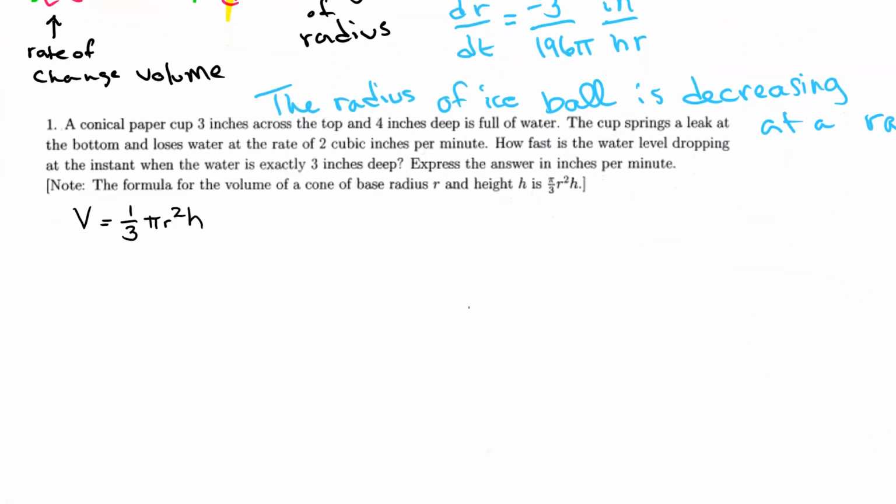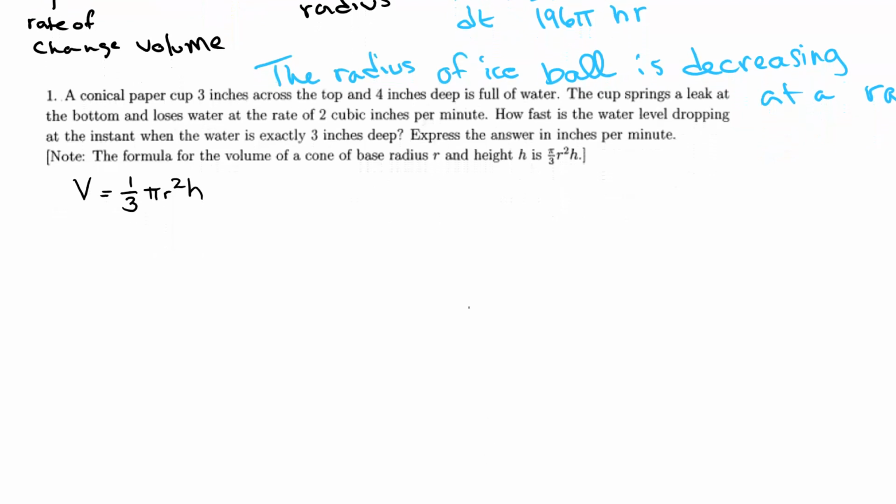This one's a little different because we're talking about a cone. A conical paper cup is 3 inches across the top and 4 inches deep. It's full of water, so this cup's brimming with water. It springs a leak at the bottom and loses water at a rate of 2 cubic inches per minute. So remember, cubic signals to us we're talking about volume. So we've got dV/dt. It's a leak, so -2.